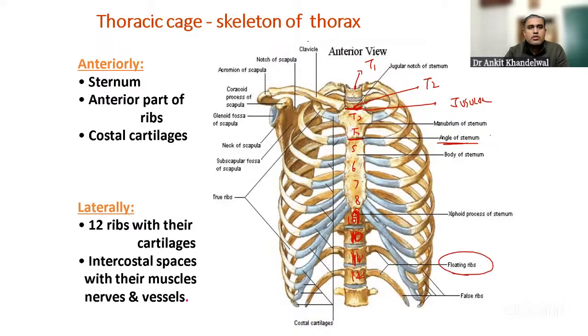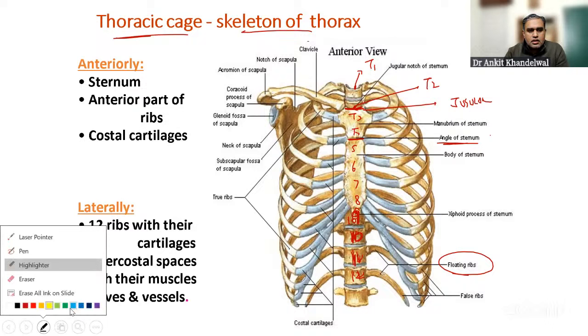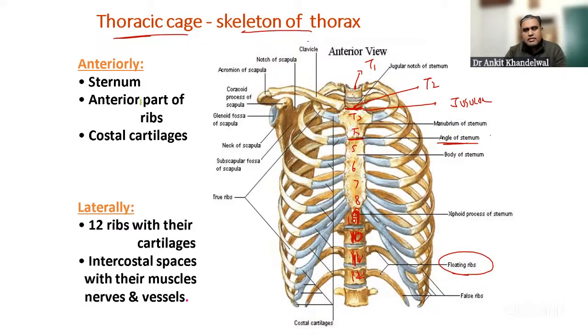Regarding ribs, we also have to understand. In this particular slide, what is being shown is the thoracic cage, the skeleton of the thorax. How to write in the exam? When the question comes, apart from making the diagrams, including the labelings, be a bit systematic while writing the answer in the exam hall: thoracic cage, anteriorly what lies, laterally what lies, posteriorly what lies.